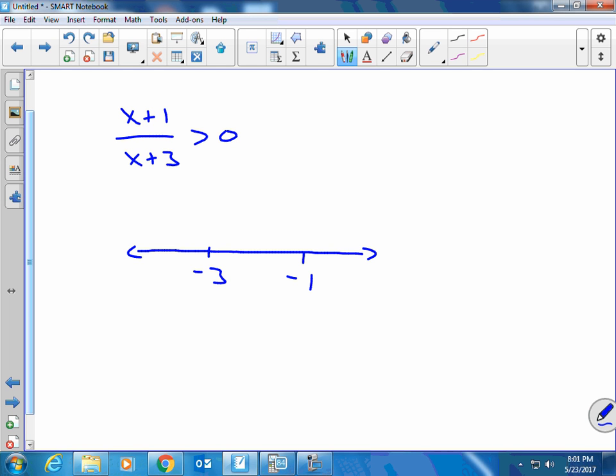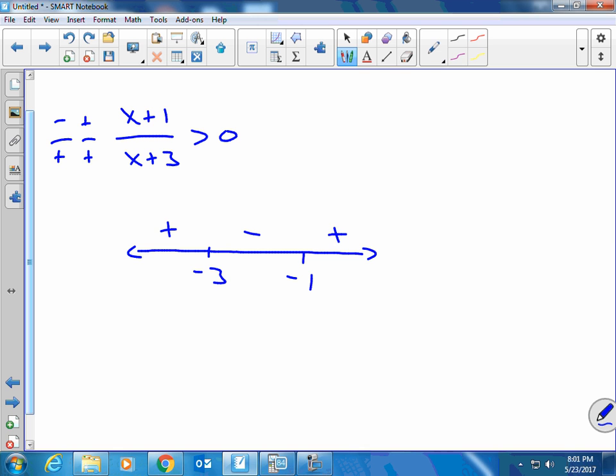What number out here? Something bigger than negative 1, like 0. Whoops. 0 plus 1 is positive. 0 plus 3 is positive. Out there is positive. Something between negative 3 and negative 1, like negative 2, makes that negative. That's still positive. That's negative. And as you would guess, that goes to positive. Okay.